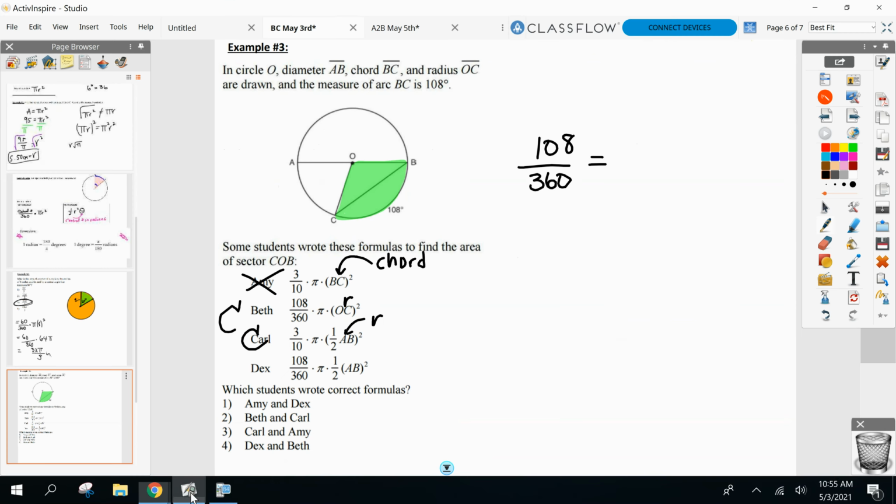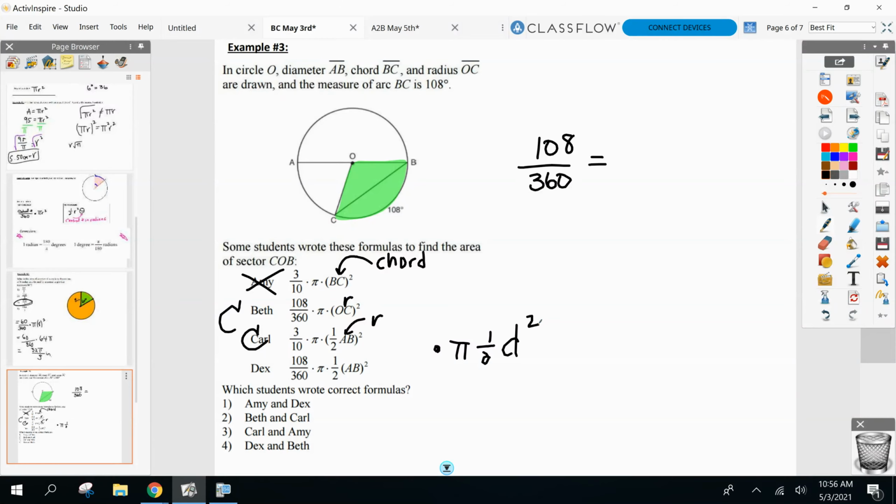Will, what's wrong with Big Dex? Is it that AB is a diameter? Correct. Here's what Dex did. He did this times pi times 1/2 d squared. But Mr. Carlino, half the diameter is the radius. What's wrong with Dex? Here's the problem.